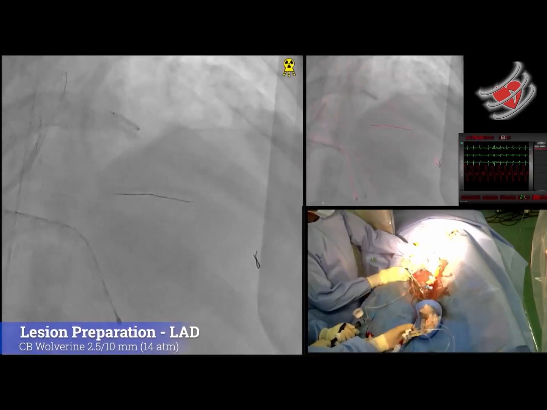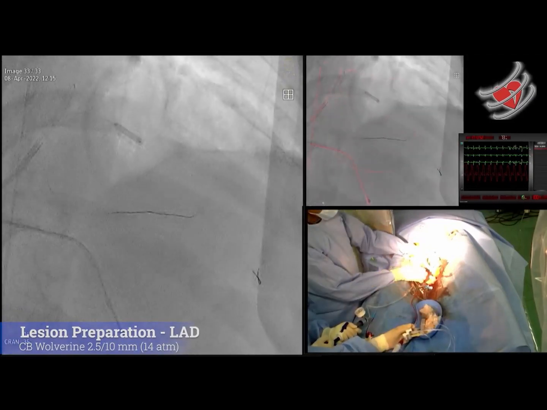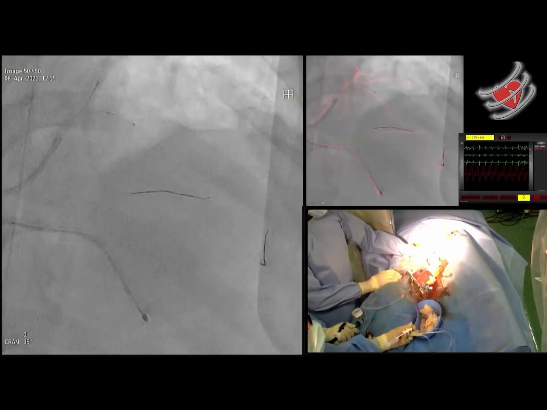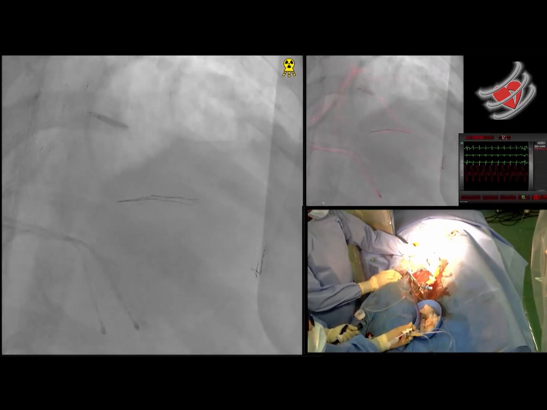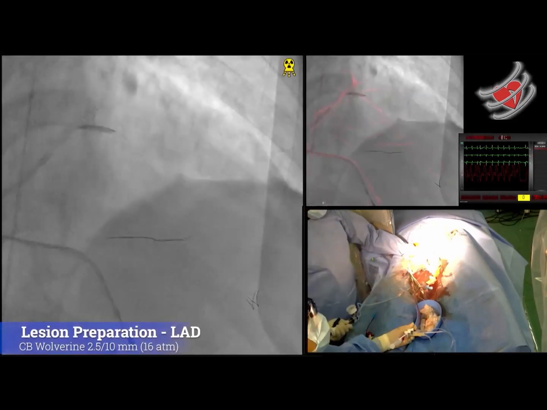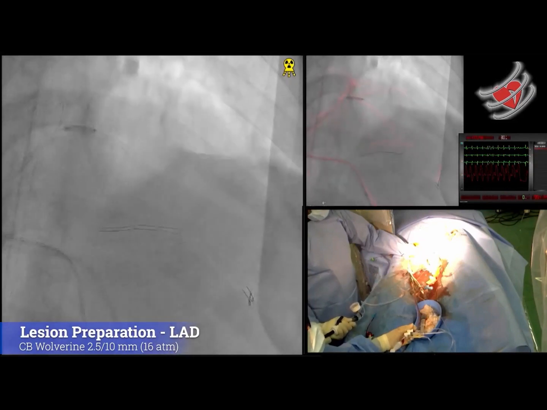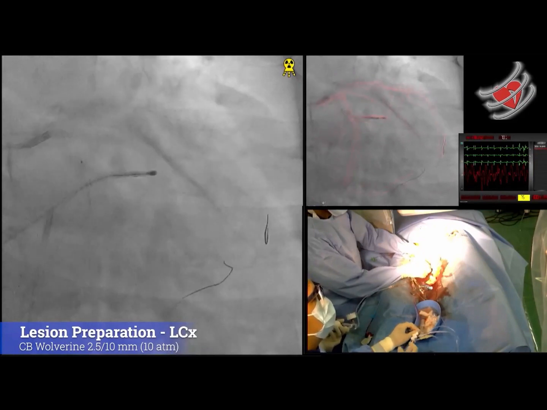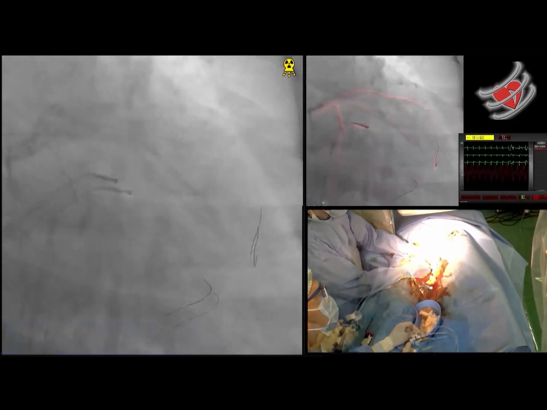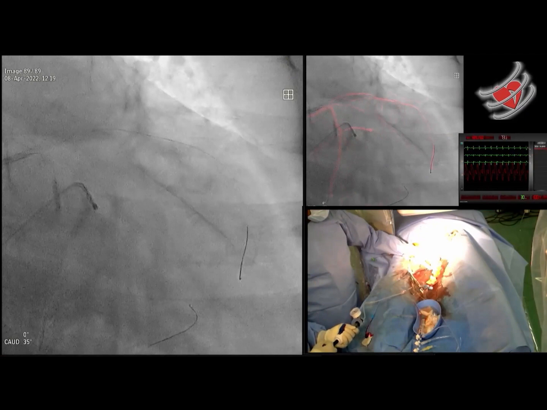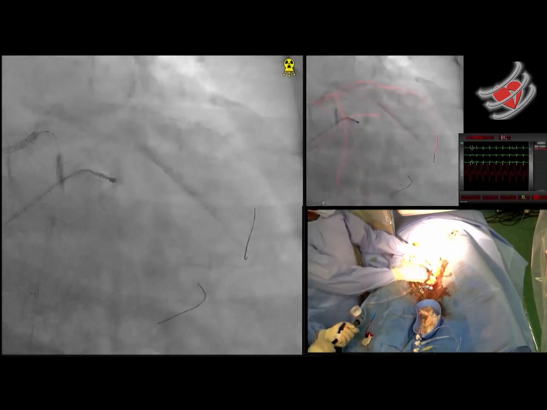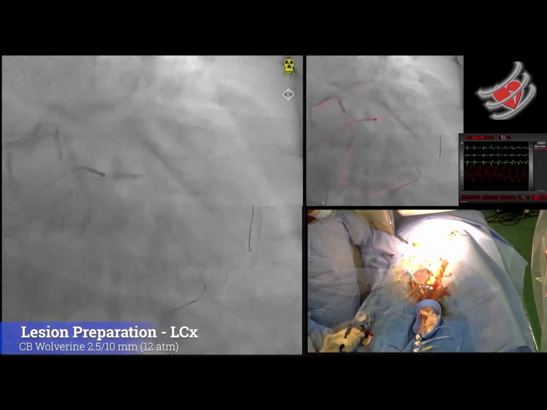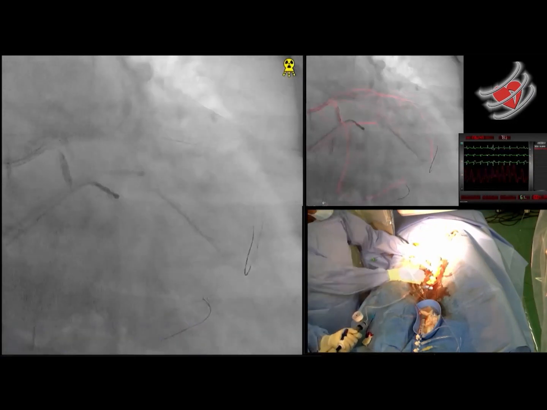as we know, in this case the IVUS calcium score is 4 on the LAD and 3 on the circ. So we do stepwise lesion preparation using a cutting balloon, starting with a 2.5 millimeter balloon up to 16 ATM in the LAD. And we also do preparation with a cutting balloon on the circ, stepwise starting from the 2.5 millimeter balloon.